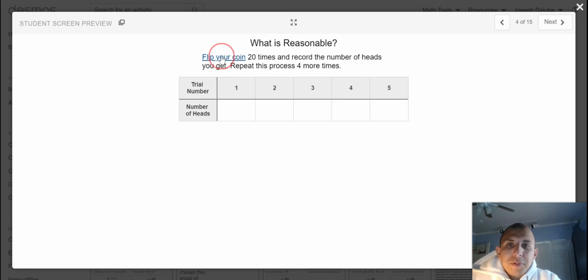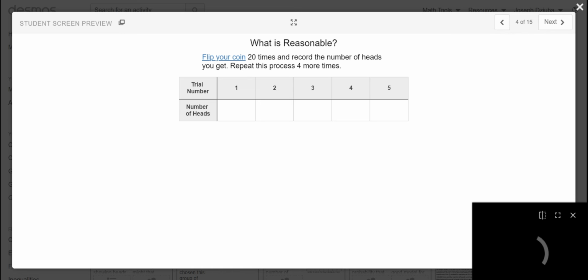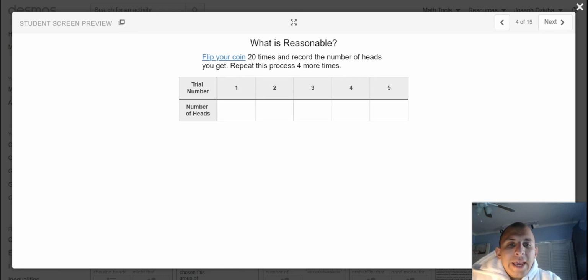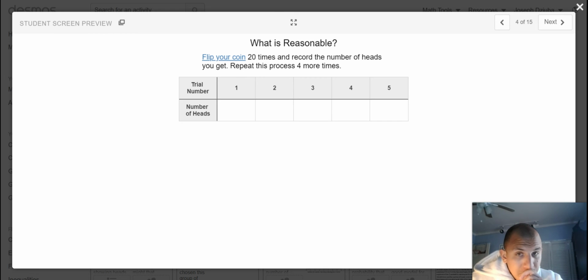you are going to select this hyperlink, which will take you to a separate page. If you scroll down to halfway on the page, you will see an applet where you can electronically flip a coin 20 times and record the number of heads you obtain. You're going to repeat that process 4 more times. So in total, you will have flipped that coin 100 times, and it will keep track of the number of heads and the number of flips you've done. Enter that data into the table.